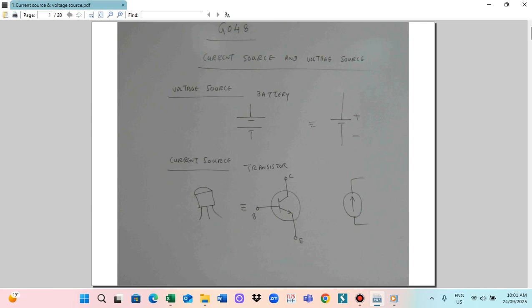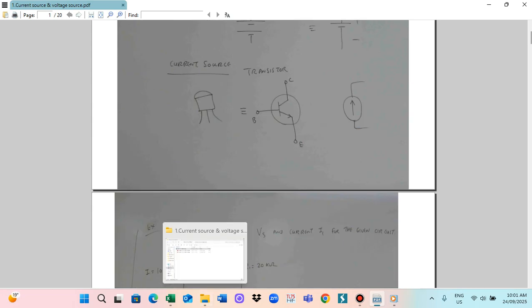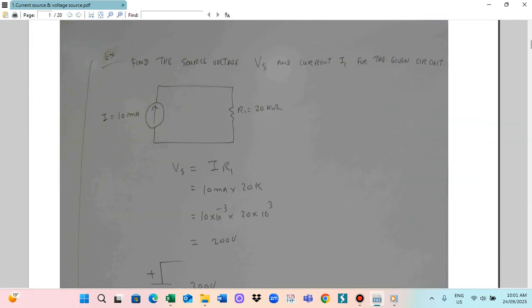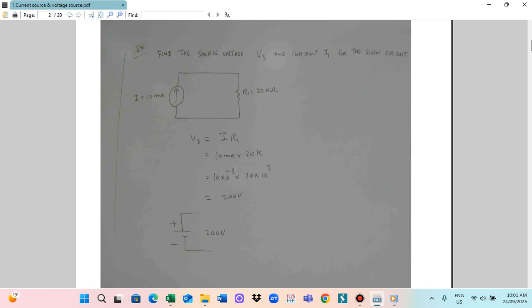So we solve one problem. The current is given as 10 milliampere. The current is flowing into R1, which is 20 kilo ohm. So we have to find the voltage source Vs. To find the voltage, the current multiplied by resistance gives the voltage. So Vs is equal to I into R1. So I is 10 milliampere multiplied by 20 kilo ohm. Milliampere is 10 into 10 power minus 3, and 20 kilo ohm is 20 into 10 power 3. So that way, 200 volt.